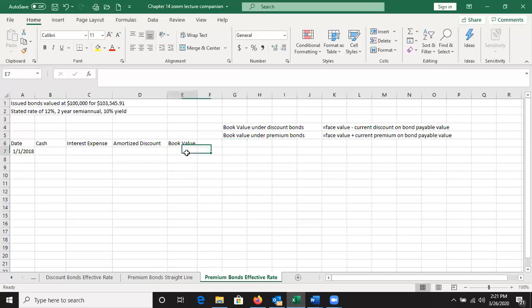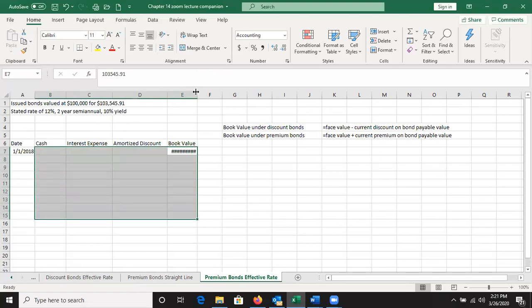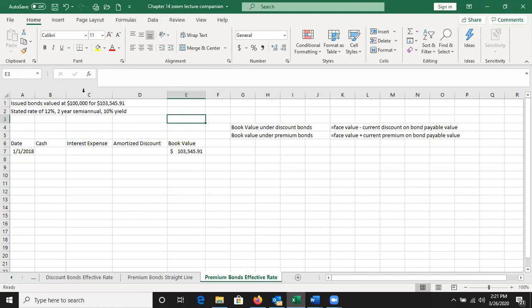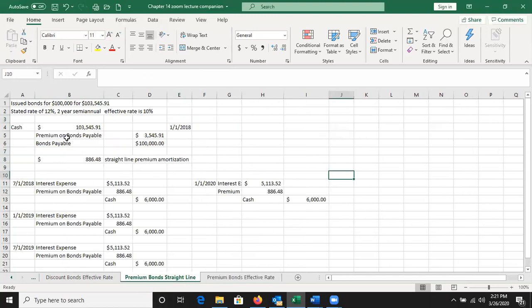Okay. So in this case, the book value is the face value, 100,000, plus that $3,000 premium. So the book value is, for the first time, the cash we're going to receive. Okay, let me make everything money. So again, it's the same thing. Even though we're going to do the effective rate, the initial journal entry is still going to be this.